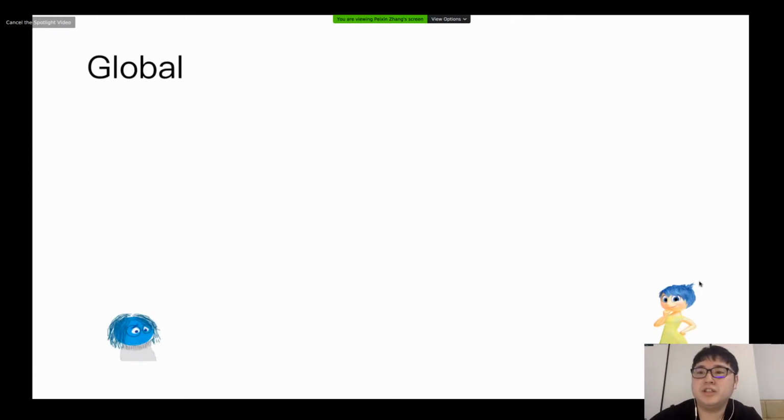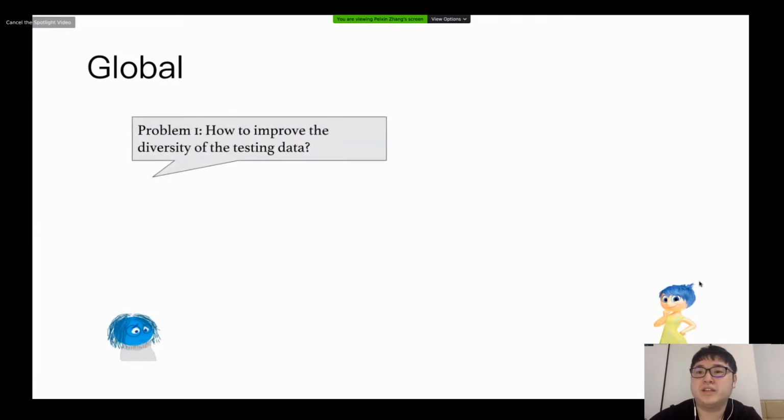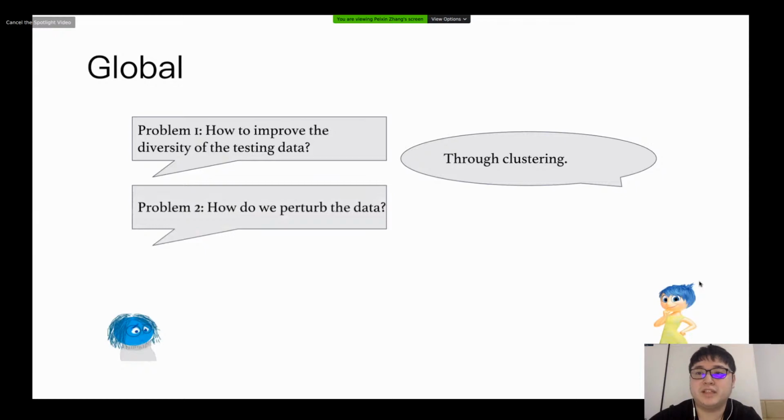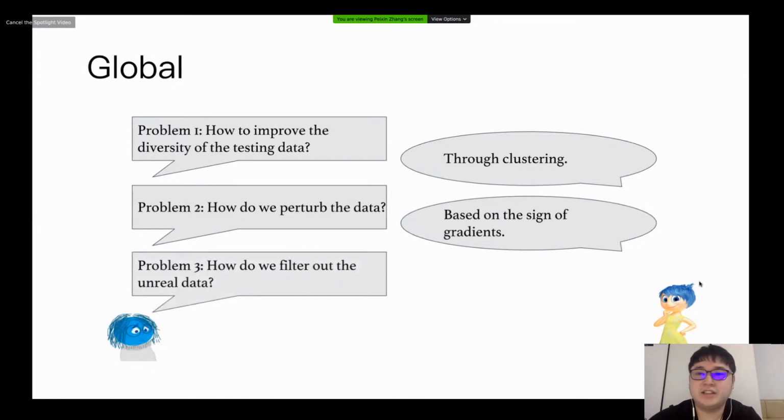In global generation, there are three challenges to address. The first one is how to improve the diversity of the testing data. We provide a direct way by clustering the data and popping the seed in a round-robin fashion. And second, how do we perturb the data? Inspired by the fast gradient sign method in adversarial attacks, we select the perturbed attributes with the same sign of gradients and utilize the sign as the perturbation direction. And last, how do we keep the generated test case real? Since the experimented datasets are quite simple, we only clip each attribute within its domain.